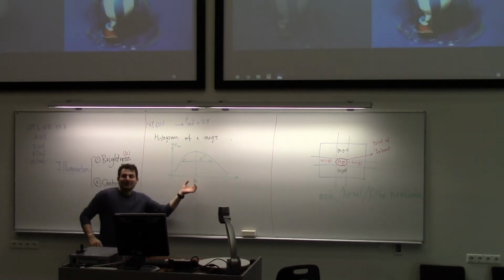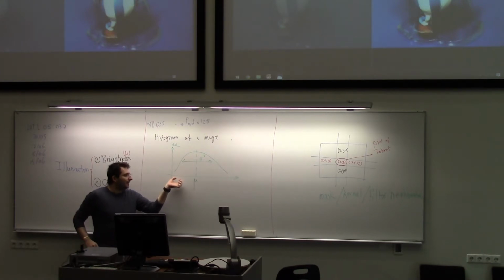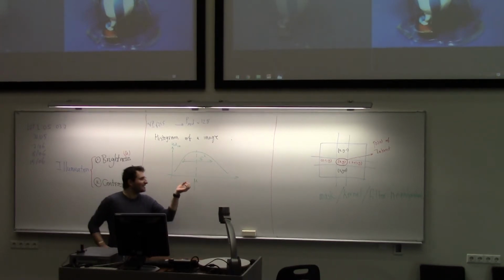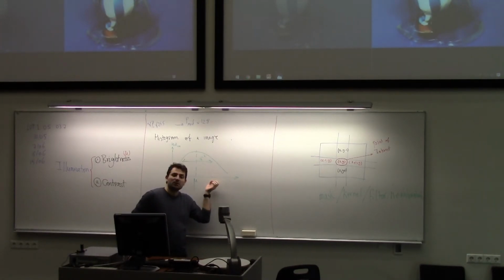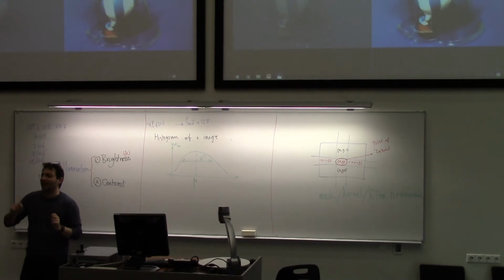So if my mean is closer towards the 0, Ozan, what can we understand? It's going to be a dark image. And again, if the mu is towards the 255, it will be brighter. And we know the mean is 128.